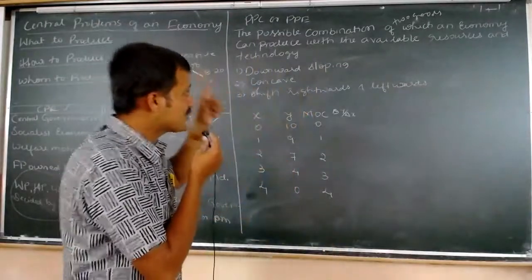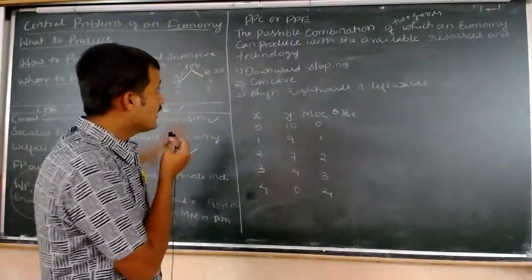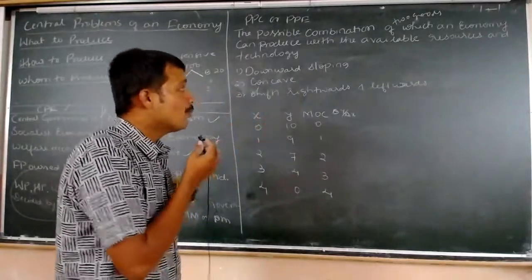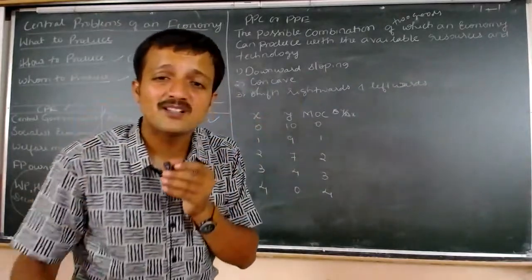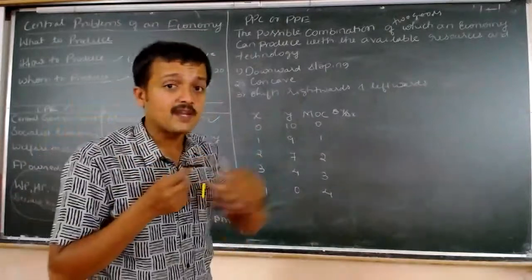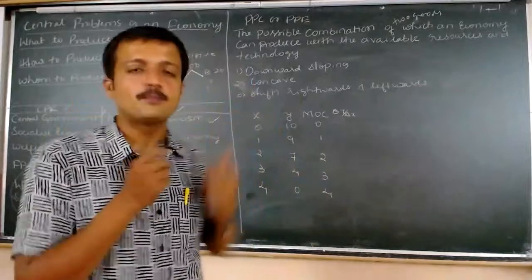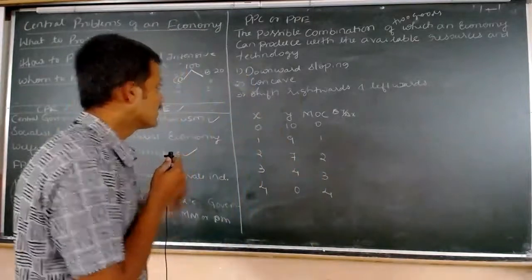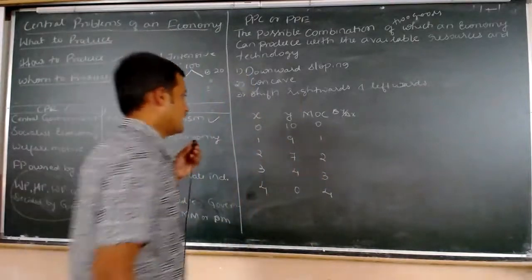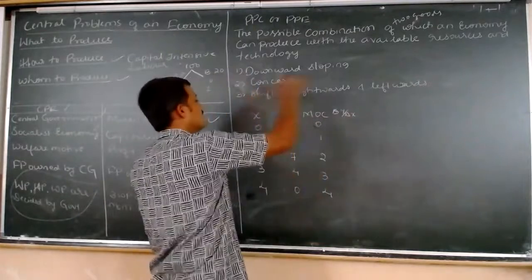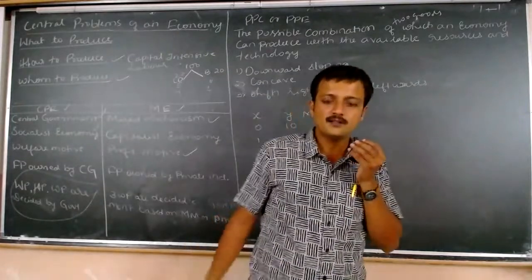The combination of two goods which an economy can produce with all the available resources and technology. See, they have given significance to technology because technology is also very important. Then let's see an example where we can learn about the PPC.